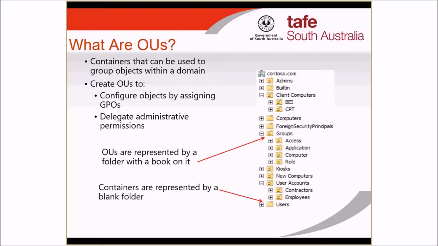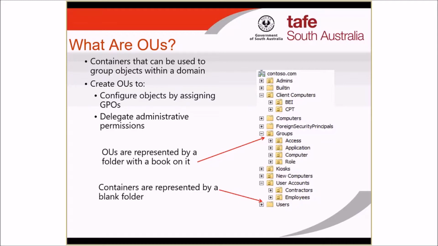Okay, so what are organizational units? We'll call them OUs from now on. Organizational units, OUs, are containers. They're called containers because they contain other objects. Just like a folder contains files, an OU contains other objects such as other OUs, users, groups, computers, etc. We create OUs to configure objects by assigning GPOs. So when we talk about group policy in the future, you'll realize that we apply group policies to containers, and where we apply it means that the group policy will work on that area below.